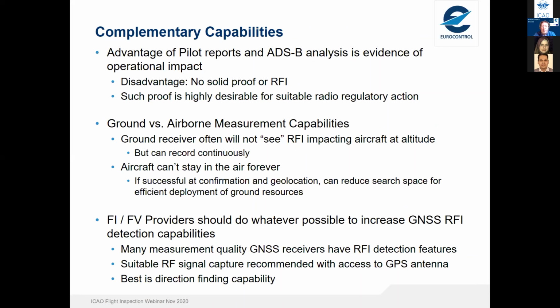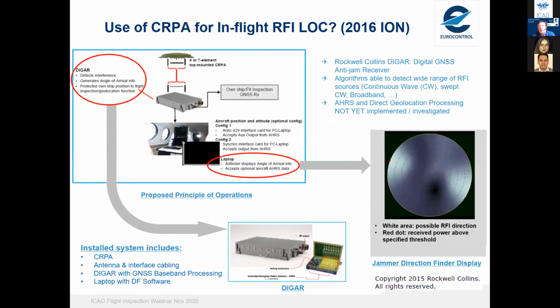That can start from just a basic measurement quality GNSS receiver that can have RFI detection features and others, to actually capturing the RF signal, to actually see the spectrum band where satellite navigation systems are broadcasting. And the best, of course, would be to have a direction finding capability.